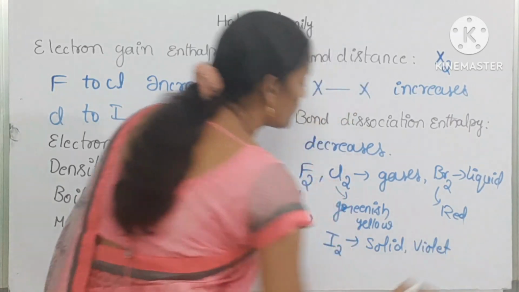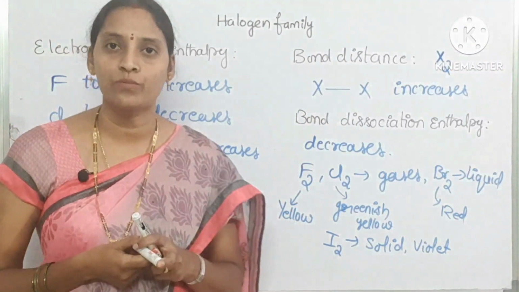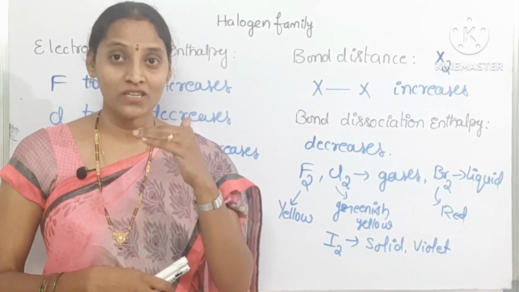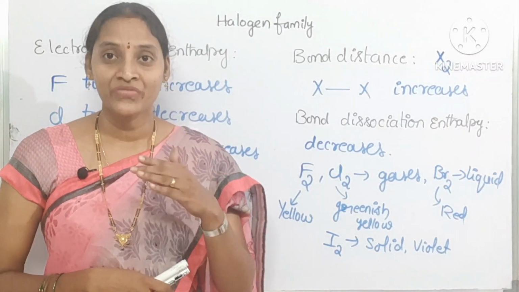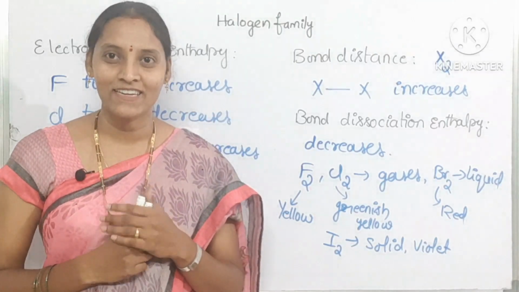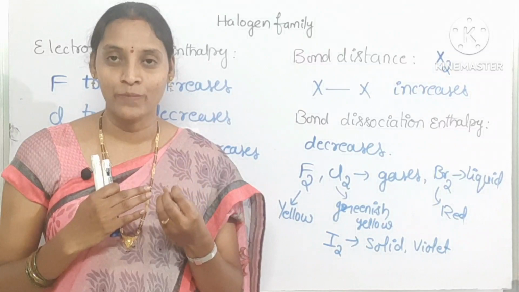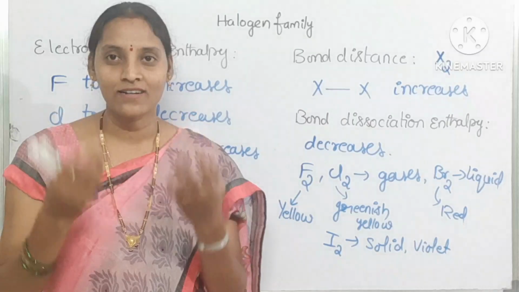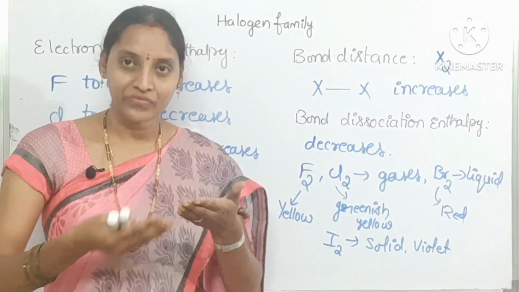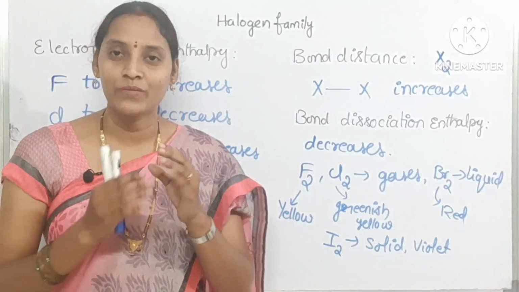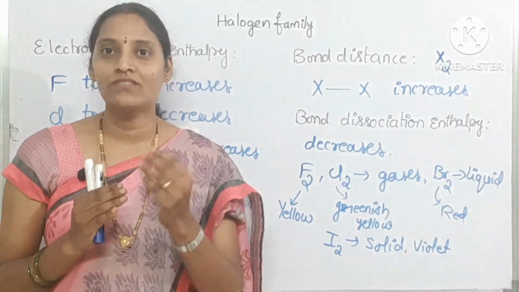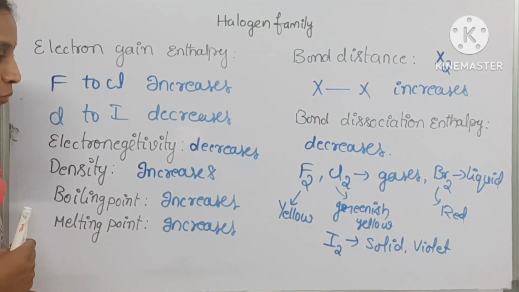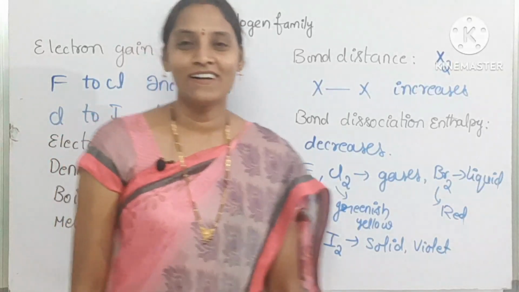Remember violet color. Why do these exhibit the color property? Because the last gained electron is transferred from one energy level to another energy level. At that time energy is absorbed in the visible region, so during excitation and de-excitation, some energy is taken and some energy is released, and they show the color property in the visible region. These are all the physical properties and physical trends of the halogen family.